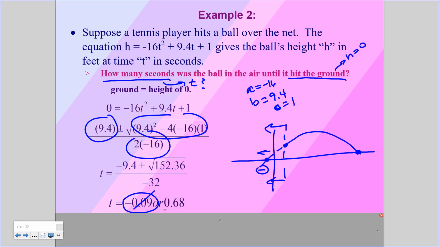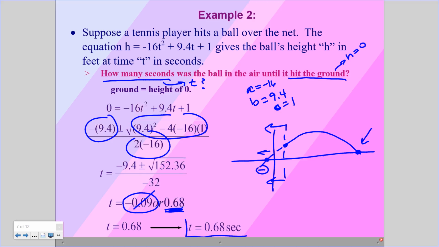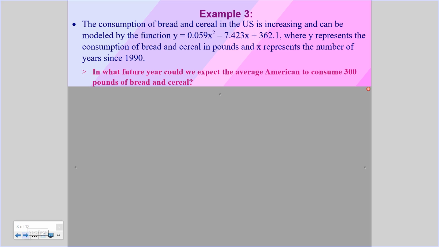So there's really only one solution that makes sense, but no matter what you got, the second time that you're finding, the larger time, is going to be the one that expresses when it hits the ground after having traveled through the air. So even if your ball did start on the ground and was hit, you would still have 2 roots. The second one would be the one describing when it hits the ground, so after it's traveled through the air. So the time it would take would be approximately 0.68 seconds for that tennis ball to hit the ground.